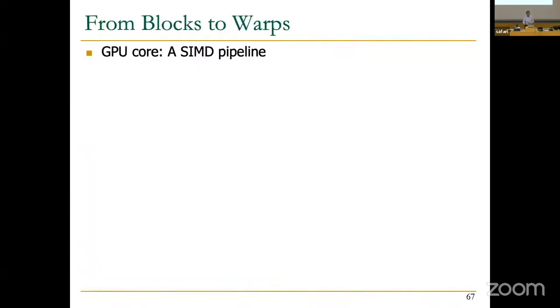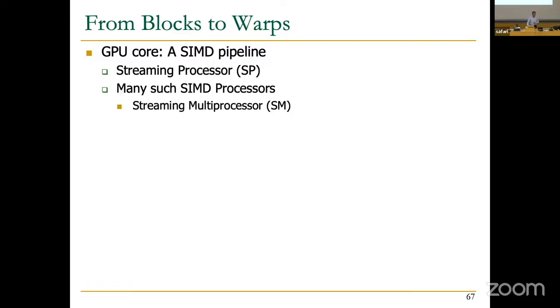Okay, so let's talk about these blocks I mentioned. How do you get from blocks to warps? If you look at a GPU core, it's essentially a SIMD pipeline. In a modern GPU, it's called a streaming processor. Again, you may hear these terms. They're fancy terms, but essentially, a streaming processor is a SIMD pipeline. And a modern GPU has many such processors, called a streaming multiprocessor. I'm going to show you a breakdown of old and new GPUs soon.